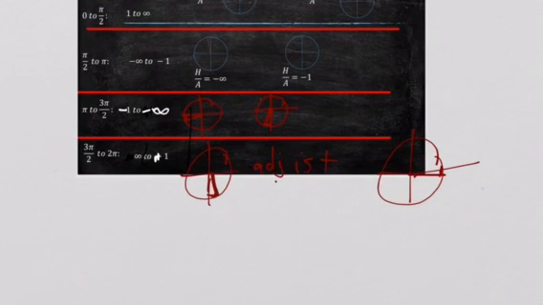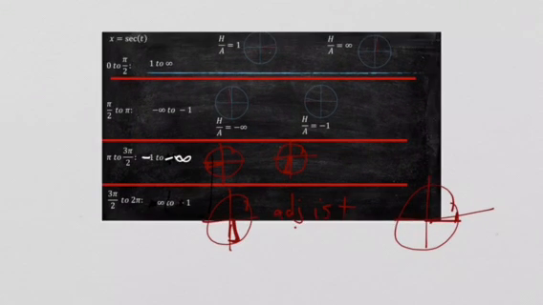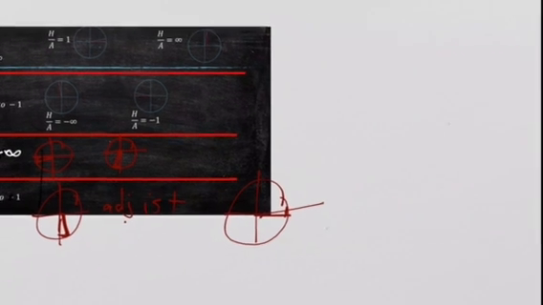So the ratio is going to go back to being positive 1. So what happens to x? X goes from 1 to infinity, negative infinity to negative 1, negative 1 to negative infinity, and infinity to positive 1. So let's go back and look at that picture one more time.